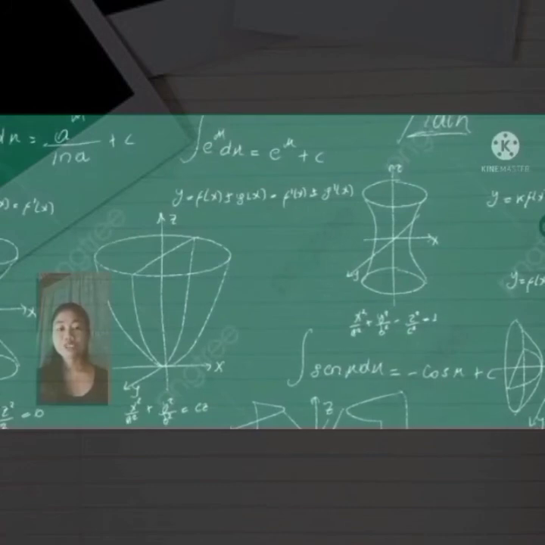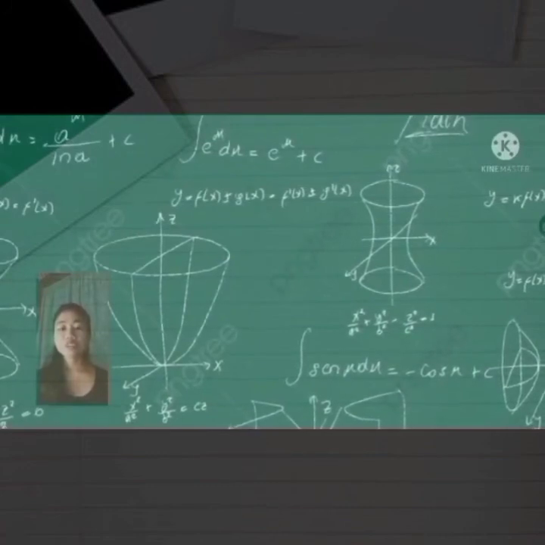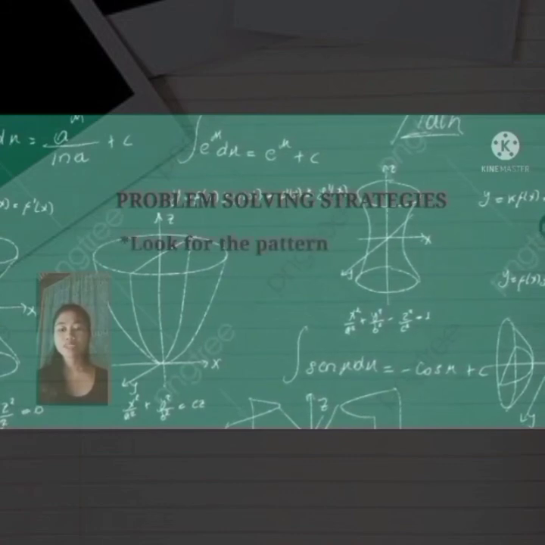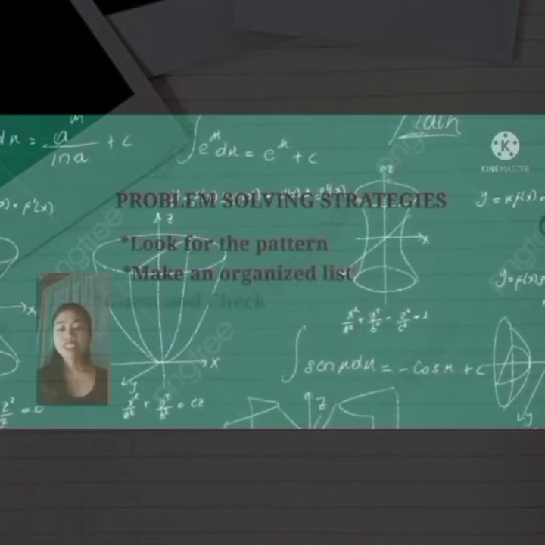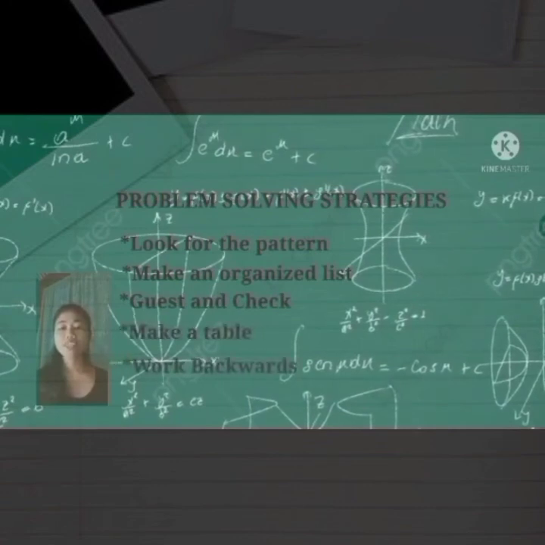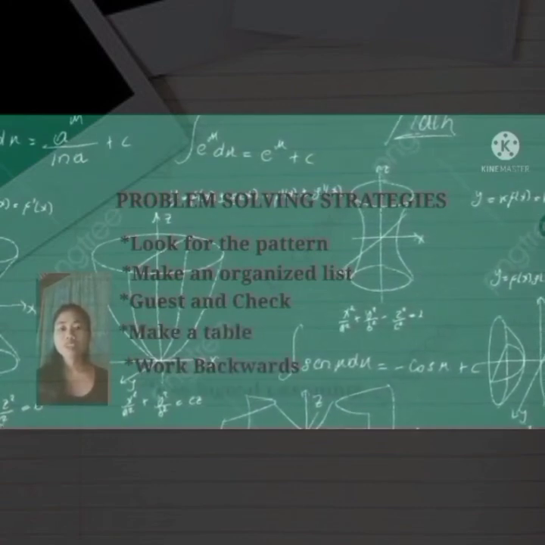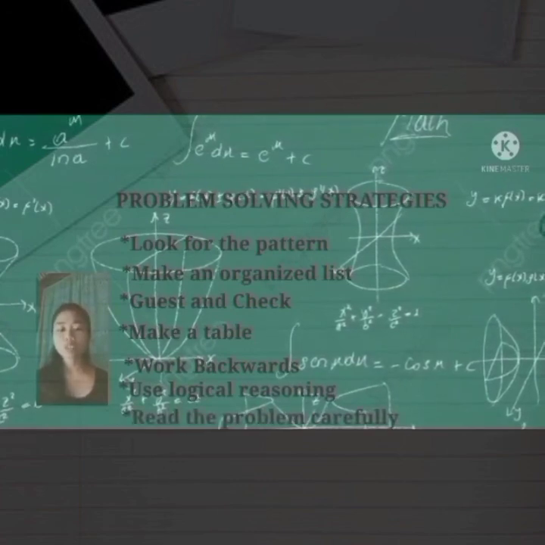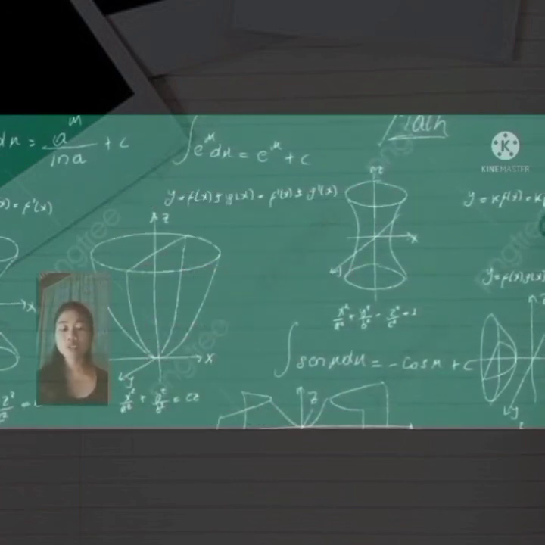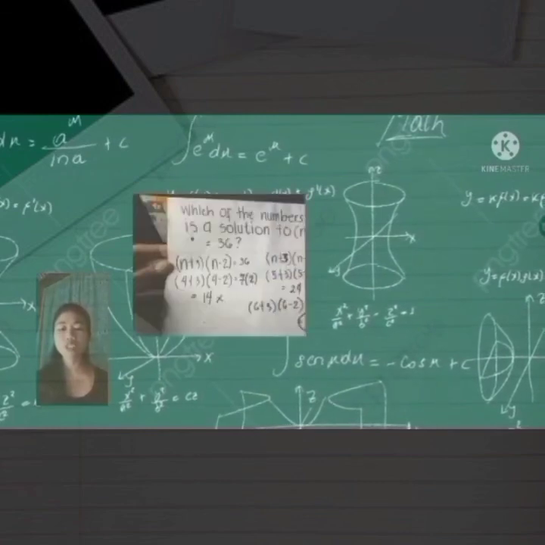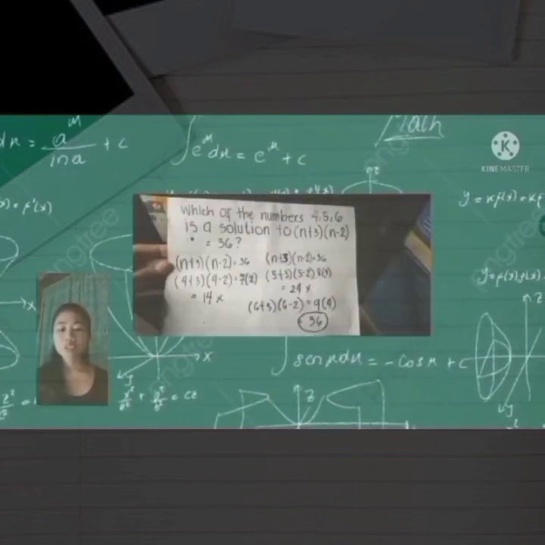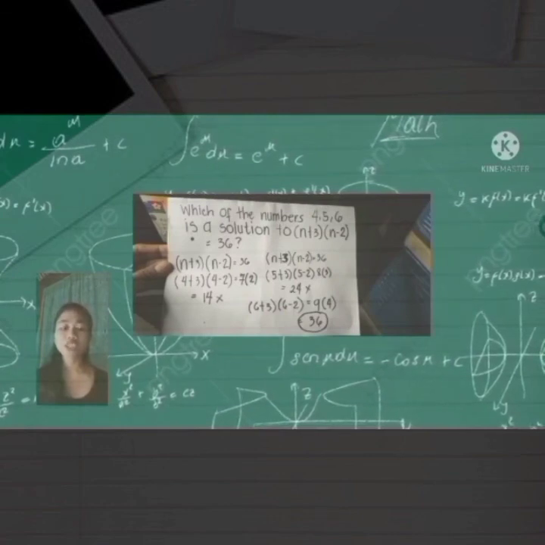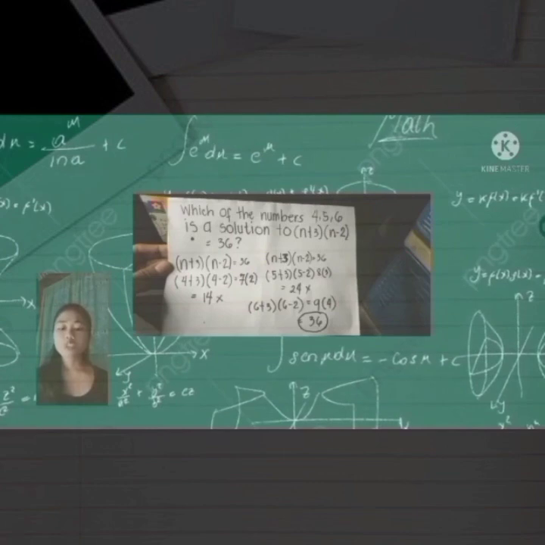In order to solve the problem easier, we can use problem-solving strategies like look for a pattern, make an organized list, guess and check, make a table, work backwards, use logical reasoning, and read the problem carefully. So, here are some problems where we can use the problem-solving strategies. So, first problem is, which of the numbers 4, 5, 6 is a solution to n plus 3 times n minus 2 is equals to 36.